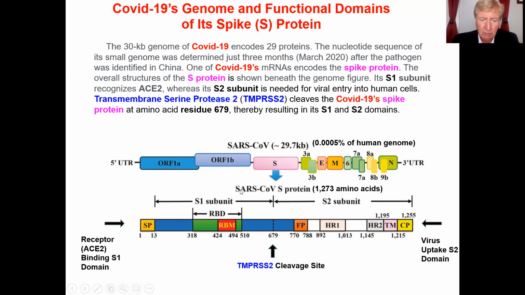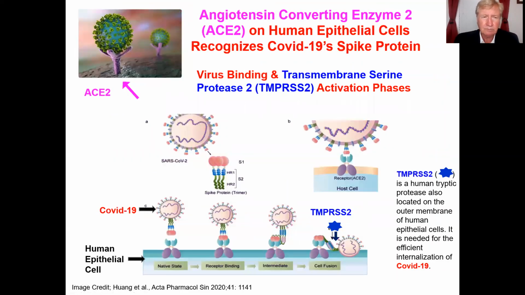The protein has two domains, called the S1 domain and the S2 domain. The S1 domain is the part of the spike protein that binds to human epithelial cells via the receptor called angiotensin converting enzyme number 2. And the S2 subunit is critical for the uptake of the virus inside human cells.